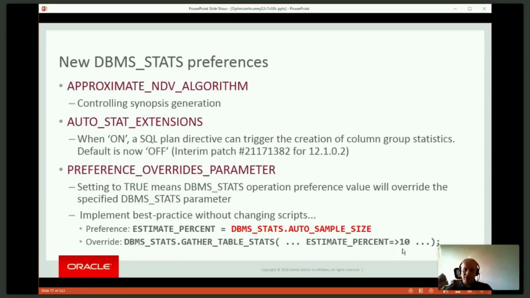Do you go diving into scripts and try to fix them? You now have another option, and if you set preference overrides parameter, it now enables you to set a preference such as estimate percent at the global level, and for that to override what you have in your scripts. So it's a very easy way to start imposing best practice upon legacy scripts. So something really worth being aware of. It's a kind of neat way to fix those kinds of issues.